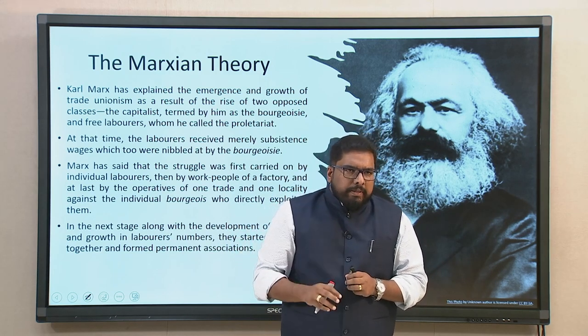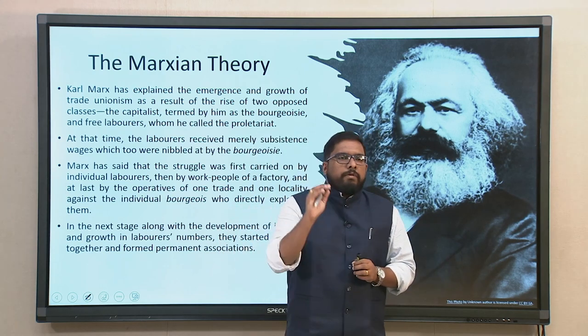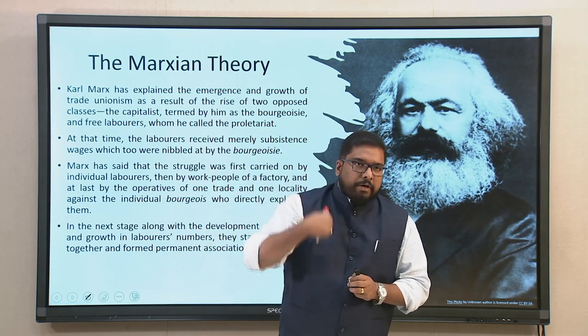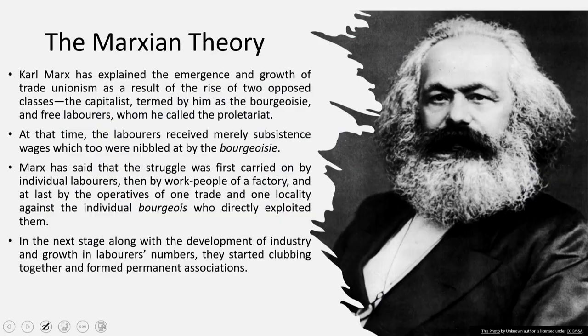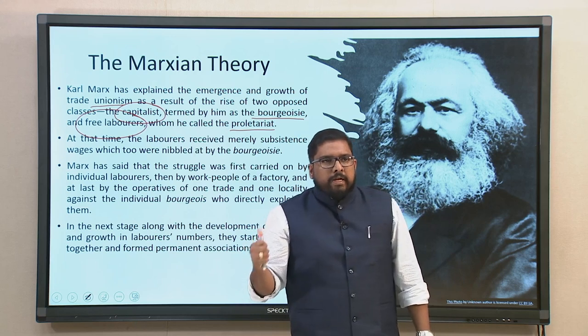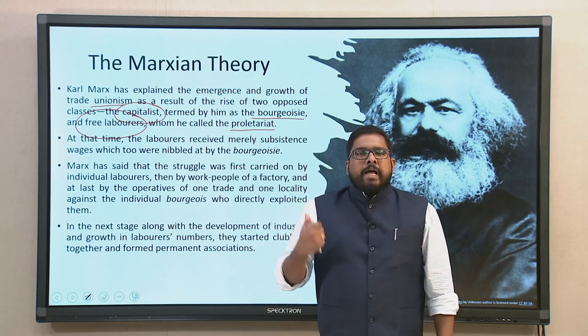Now when you go deeper into it, there is always a possibility of conflict. There's always a possibility of a radical approach, which we had introduced in module one. So when we look into the Marxian approach, Karl Marx explained the emergence and growth of trade unions, or trade unionism generally, as a result of the rise of two opposed classes. One is the capitalist, which he terms the bourgeoisie, and second, the free laborers, whom he calls the proletariat. So the critical fundamental block of Marxian theory is the understanding of two classes of people.